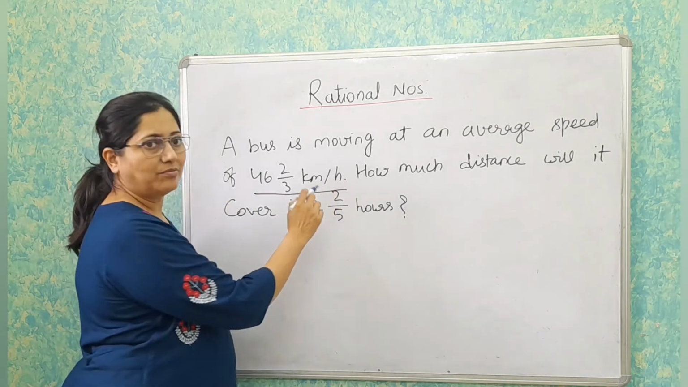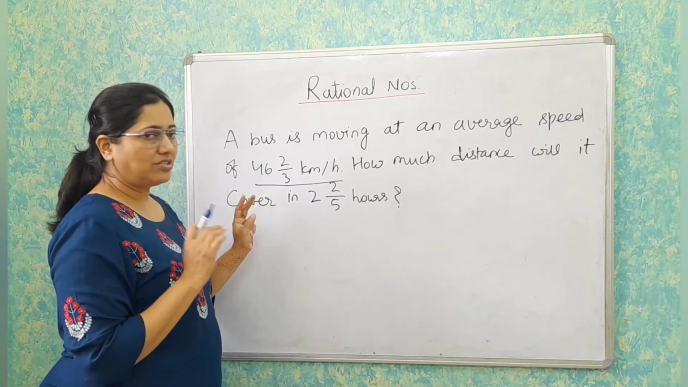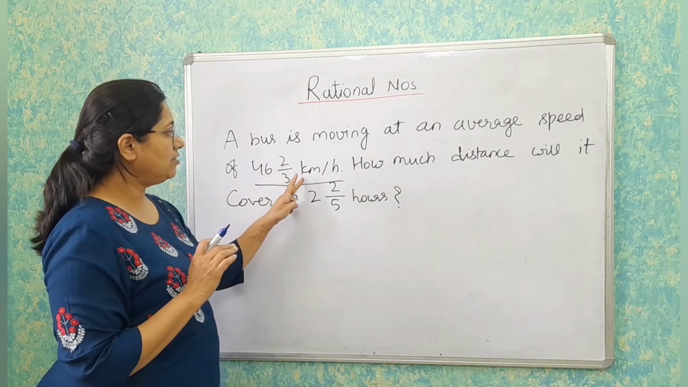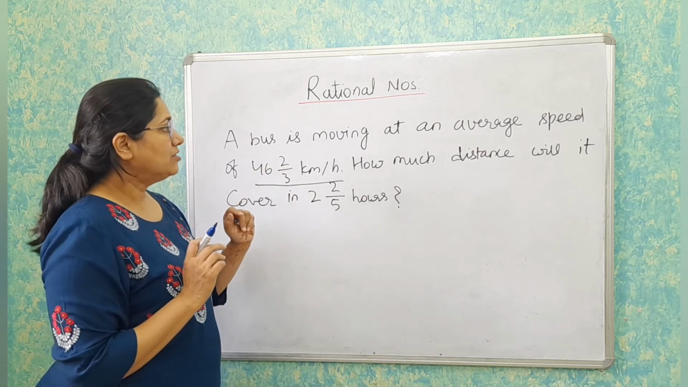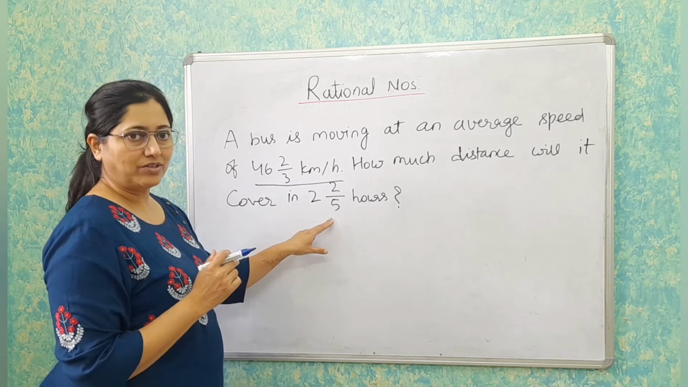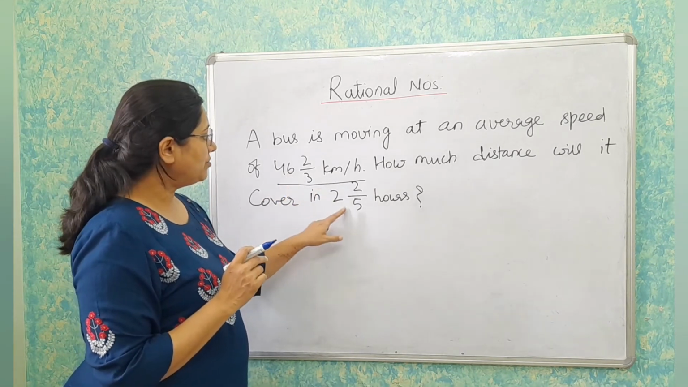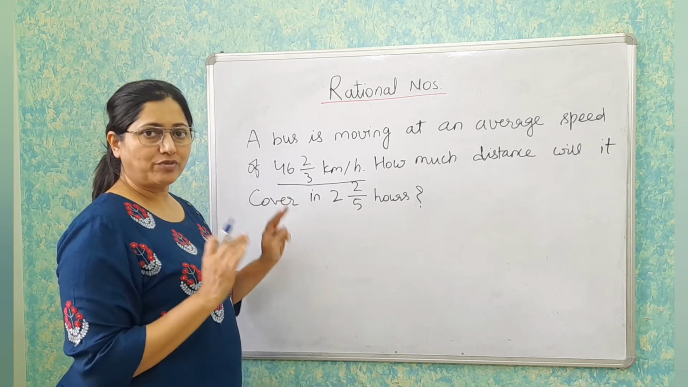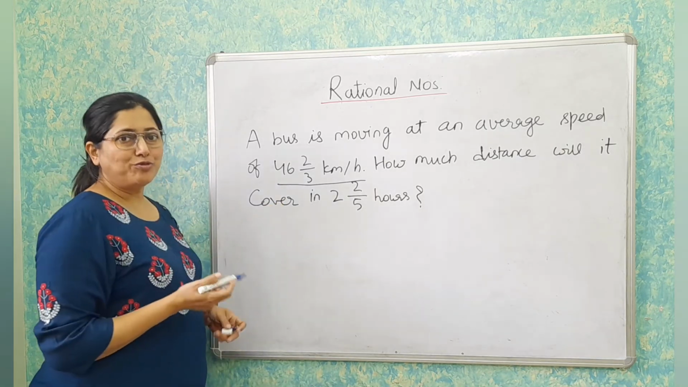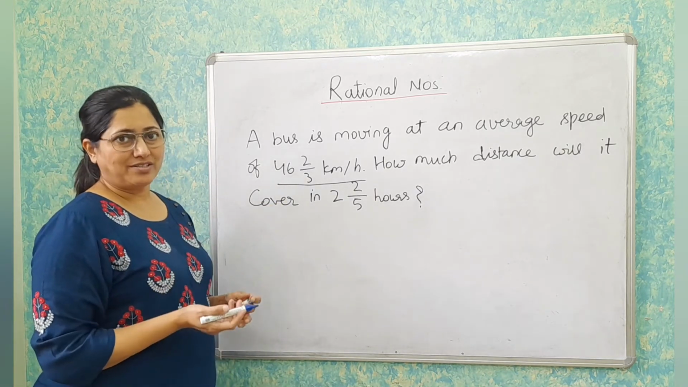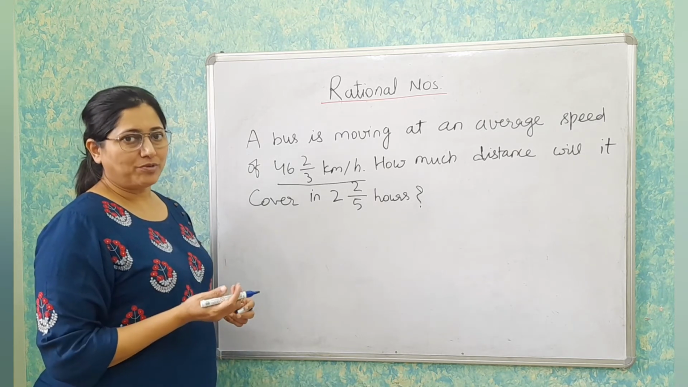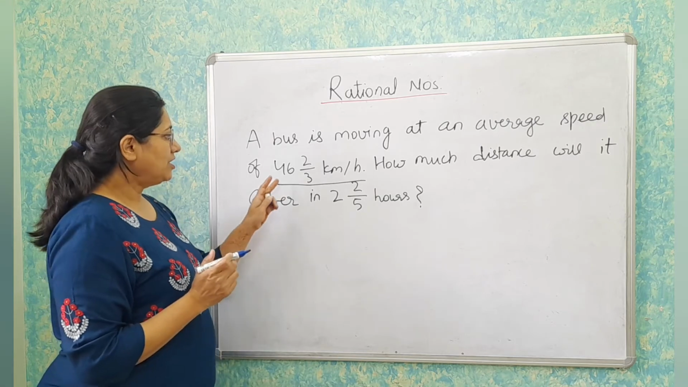46 2/3 km per hour. It shows that the bus covers a distance of 46 2/3 km in 1 hour. So definitely it will cover more distance in 2 2/5 hours. But first, these two numbers are in mixed fractions, so I have to convert them into improper fractions. I hope you know how to convert mixed fractions into improper fractions. If you don't know, go to my playlist and watch my video on fractions first.